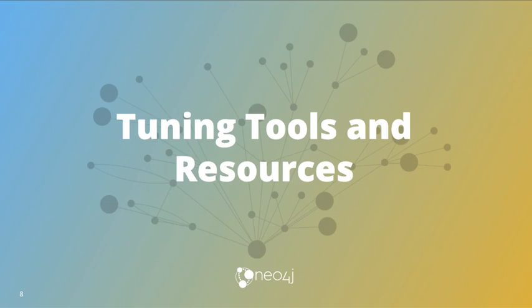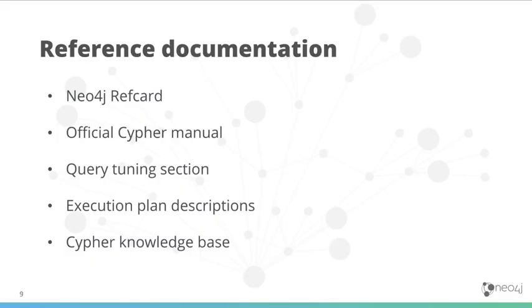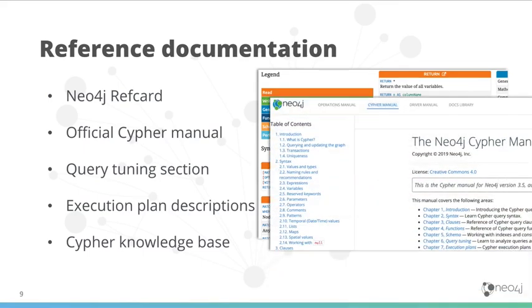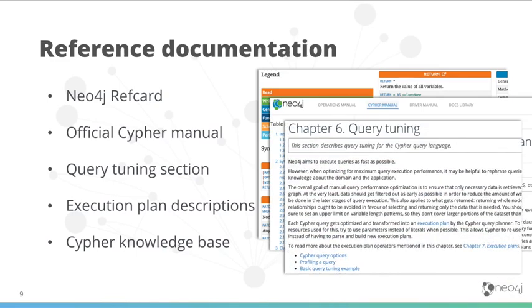But first, let's talk about tuning tools and resources. You should have a browser window open with some reference documentation bookmarked. The Neo4j ref card, always good for looking up syntax. The official Cypher manual. The query tuning section in the Cypher manual is worth a read. It can cover some things that I'm not able to get to in these 30 minutes. There's a lot we can say about tuning that I won't be able to get to, unfortunately.